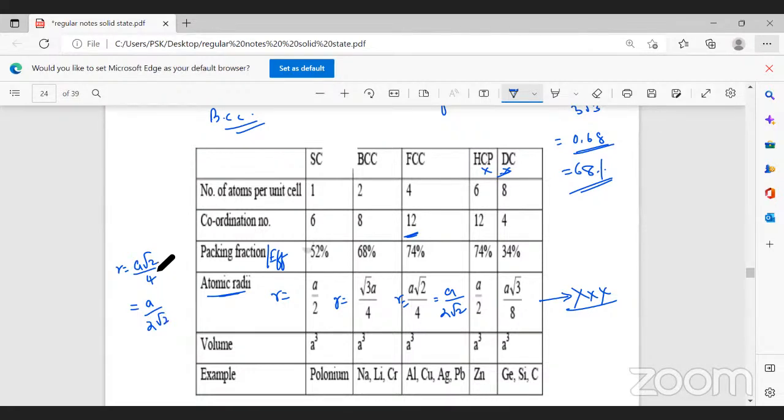So multiply this by root 2 and multiply this also by root 2. What happens? Root 2 into root 2 is how much? Root 2 the whole square, that is 2. So 4 and 2 will get cancelled, and you'll get 2 root 2 only. Did you understand? Maybe I'll write it again. The simple mathematics is.